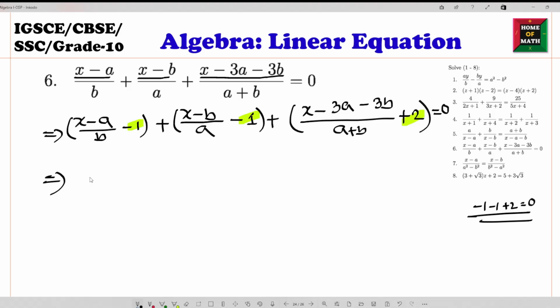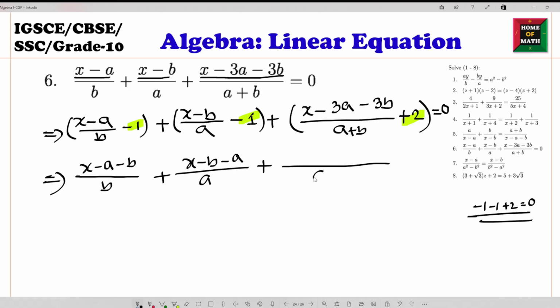Okay, now look, this one's LCM is b, so we can write x minus a minus b. Then the LCM is a, so x minus b minus a, right? Then plus, here is a plus b, so we can write x minus 3a minus 3b plus 2a plus 2b equals 0, right? Or we can directly write here 2a plus 2b.